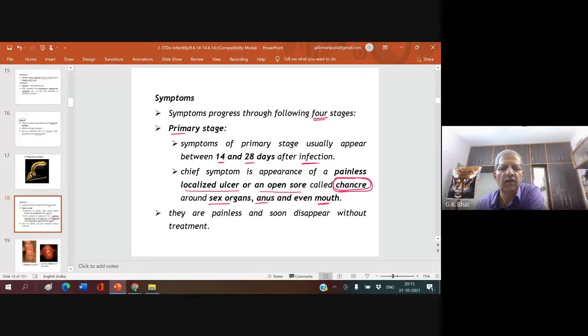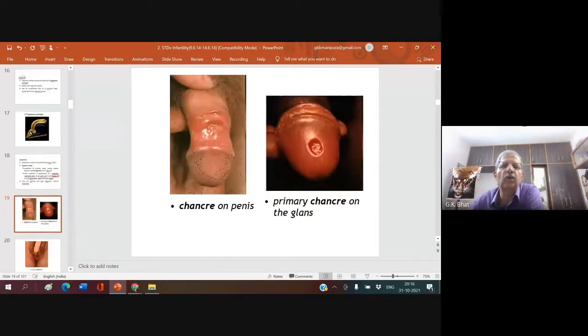Right? They are painless. That is a very important surprise thing. The wound is there, no pain, and soon disappears without going to the doctor. That is the pathetic part. One will start worrying, but within 2-3 days, he stops worrying because it disappears.